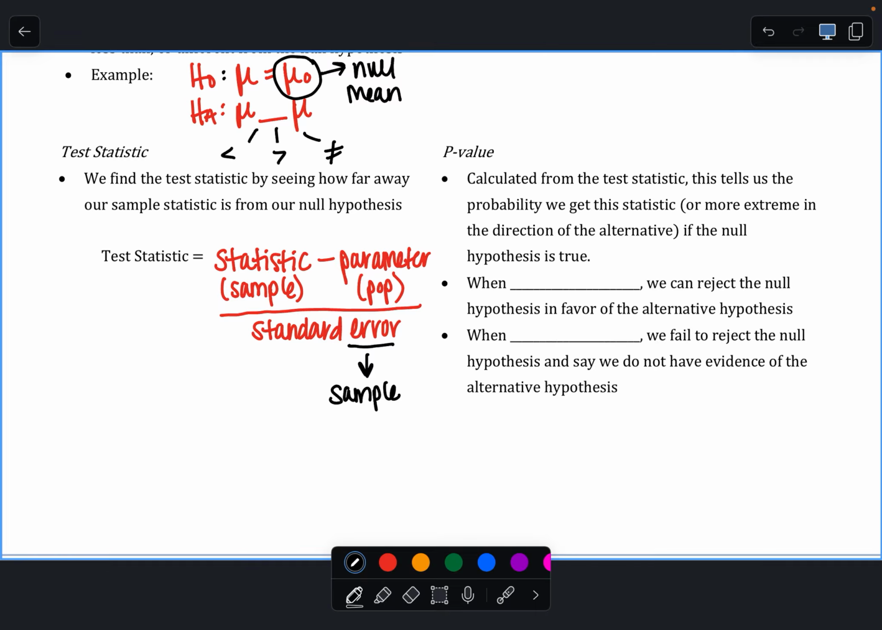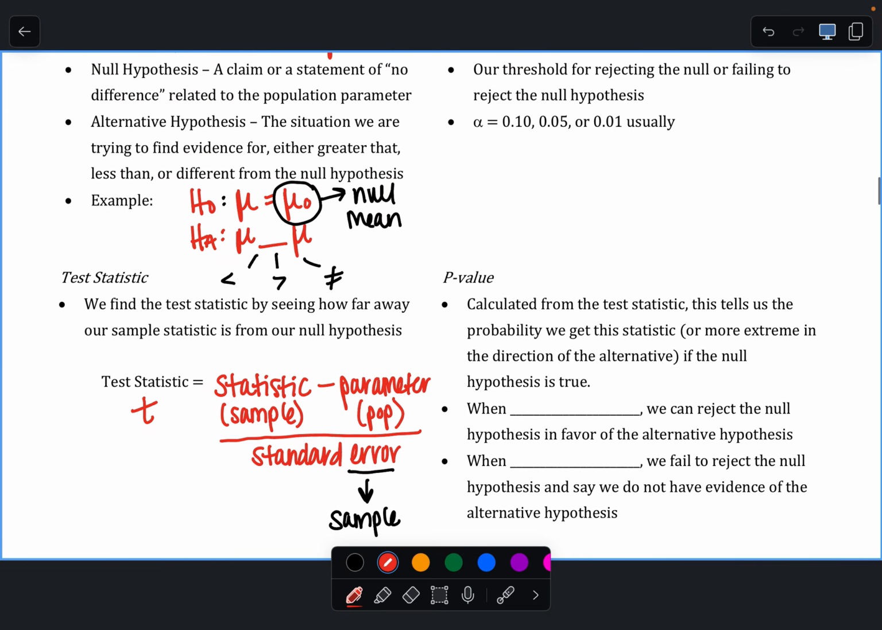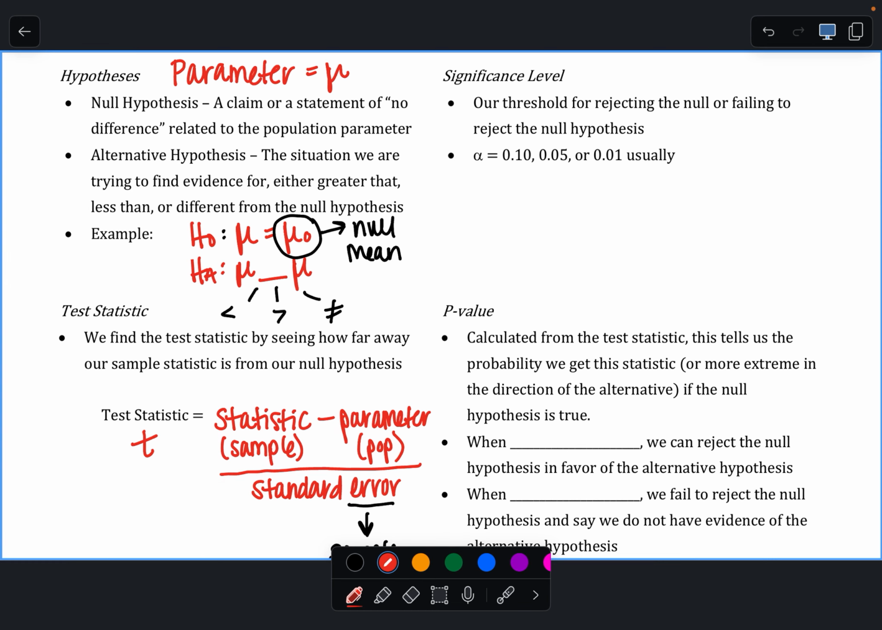Now, once you have your test statistic, in our case it's going to be our t. In proportions, it was our z. Once you have that, you calculate something called a p-value, and we use that and compare it to a significance level. If you are not given a significance level, the most common one that is used is 0.05.